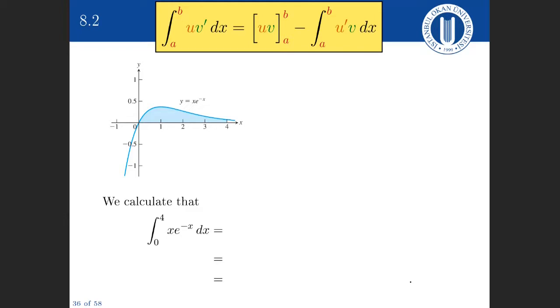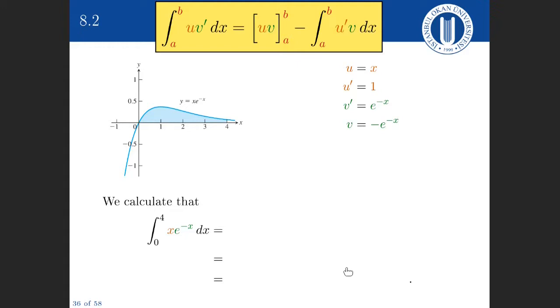We need to use integration by parts. We need to choose a u and we need to choose a v prime. For this example, I choose u is equal to x, and I choose v prime is equal to e to the power minus x. Then, of course, we have that u prime is 1 and v is minus e to the power minus x.